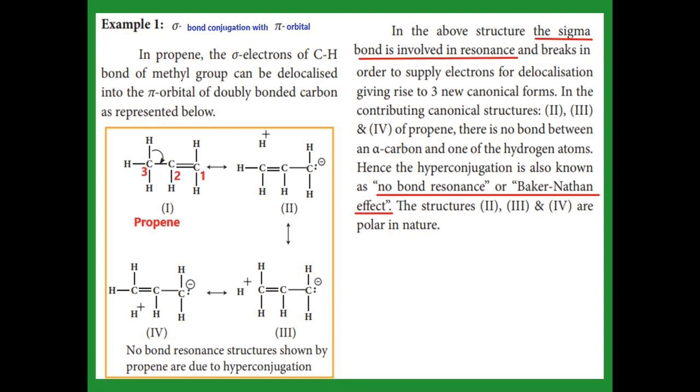Sigma bond means single bond. Now see the propene structure. In propene, the first and second carbon contain a double bond, and the second and third carbon contain a single bond. A single bond means a sigma bond. The sigma bond is adjacent to the pi bond. Pi bond means one of the bonds of the double bond.